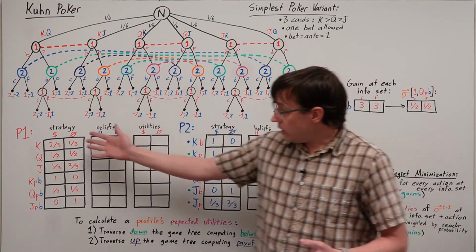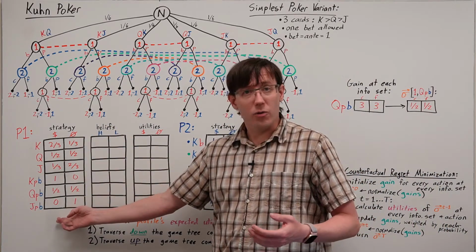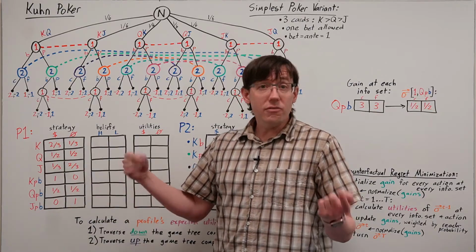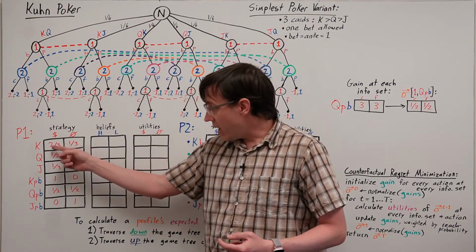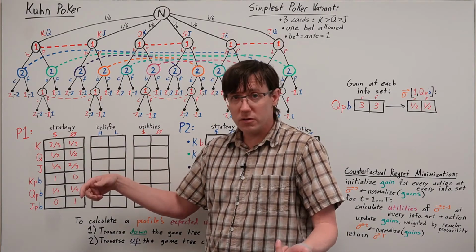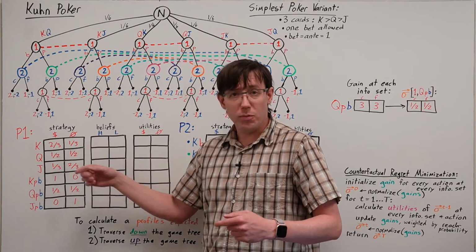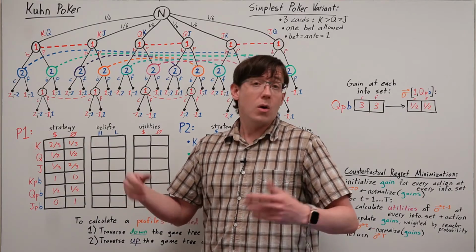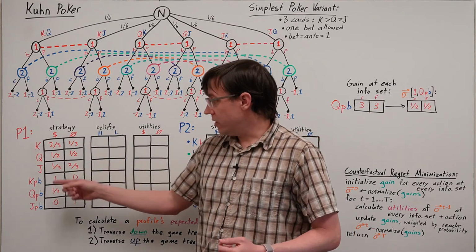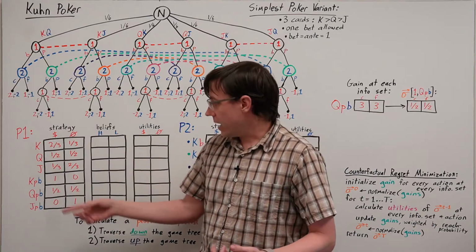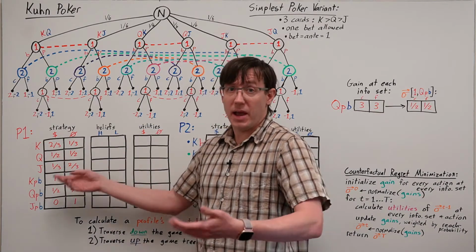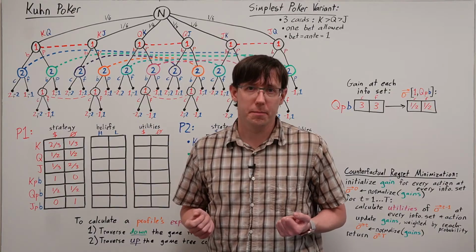And so, in the current strategy that I've written out for player 1, if they are dealt a king, then they will bet with probability 2/3 and pass with probability 1/3. Whereas if they're dealt a queen, they'll bet half the time and pass half the time, or with a jack, they'll bet 1/3 of the time and pass 2/3 of the time.